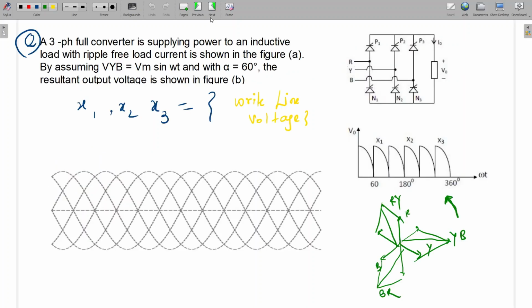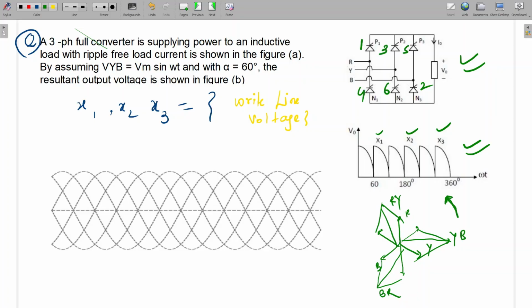So should I do the next question? Yes, sir. So in this question, some random waveform and some circuit are given. Some voltage waveform is given, and they are asking what is the value of x1, x2 and x3. If this type of question is asked, we simply number the switches as per our notation: 1, 2, 3, 4, 5 and 6.